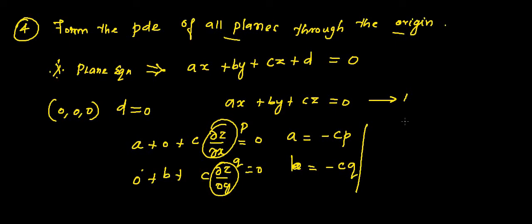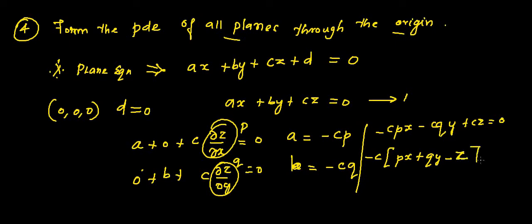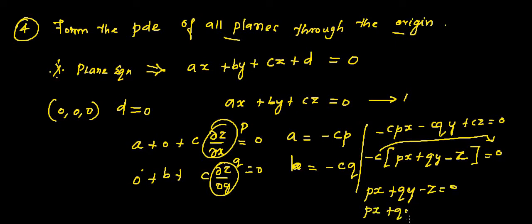Now substituting this in the actual equation, we get -cpx - cqy + cz = 0. Taking -c outside, we get px + qy - z = 0. So -c coming to the other side will become 0. So we get px + qy - z = 0. This can be further written as px + qy = z. So this is the equation for all planes which are passing through the origin.